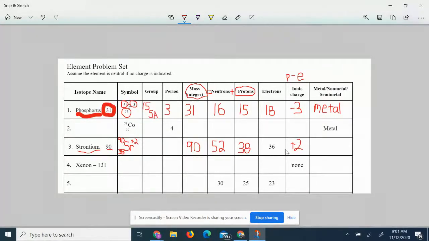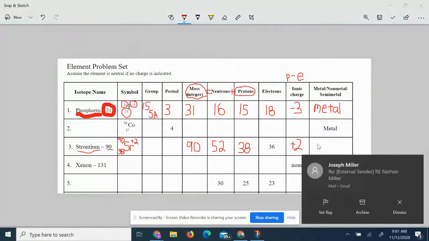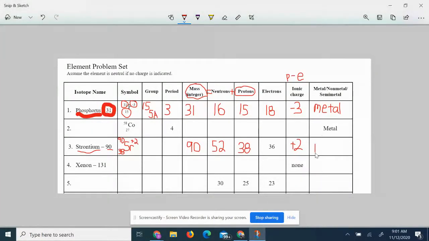And then I know that strontium is a metal. And actually, I just noticed something. If you go back with me real quick, I said that phosphorus was a metal. Phosphorus is not a metal. If you look back, phosphorus is going to be a non-metal. I apologize for that.